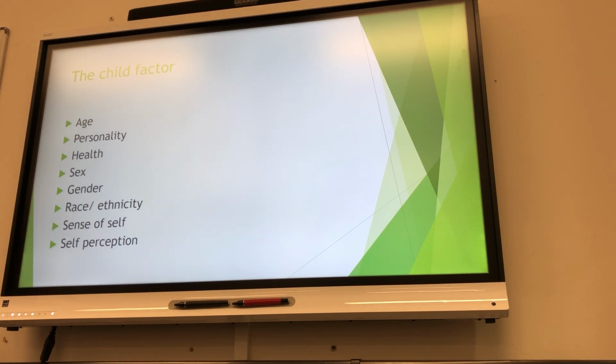Right, then you have things like a child's sense of self, sense of who they are. That's another aspect that may have an impact on how you work with children. And self-perception, how they perceive themselves in the context of other children. Some children may have a negative self-perception, others a positive one. How do you support children with a negative self-perception? Change the negatives into positives. Encourage them, and maybe give them opportunities to succeed.